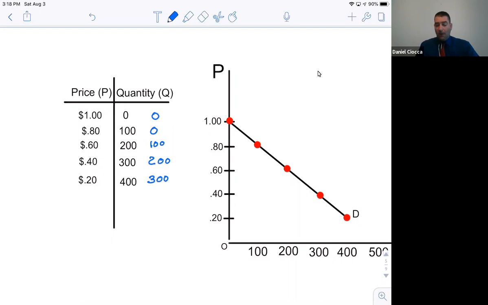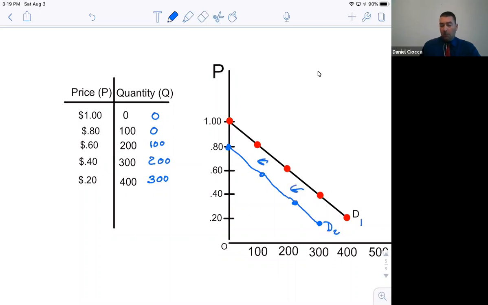And notice what's happened now. The entire demand curve, if I was to plot the points, I'd be here and here, and let's see, at 40 cents, I'd be at 200, and at 20 cents, I'd be at 300. But notice what happens now when I plot the points of the new demand for the product.